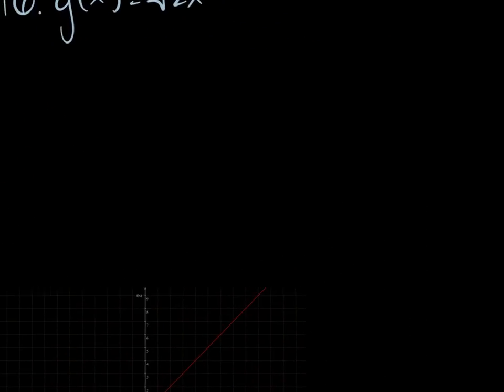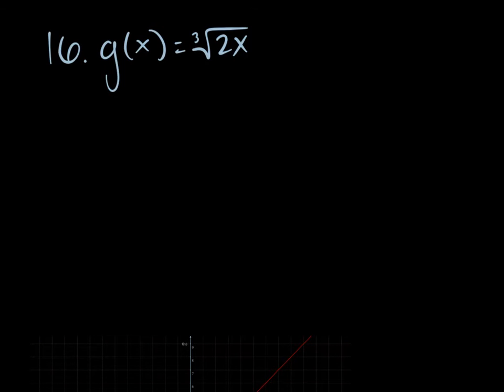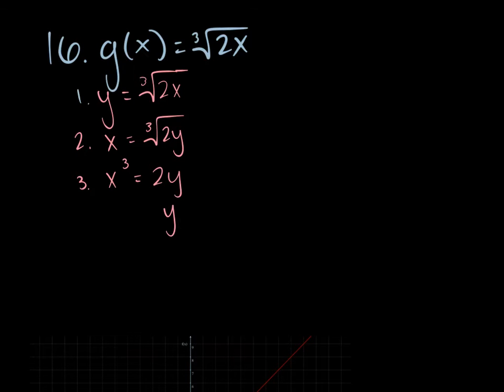So let's try one where we might have to draw a little more. Okay, on 16, we're given g of x is equal to the cube root of 2x. So again, first step in finding the inverse is to replace your function name, g, with y. Interchange the x's and y's, or swap. And then solve for x. So we get x cubed equals 2y, y equals x cubed over 2. And then replace y with f inverse. Okay, so we've got our inverse now.